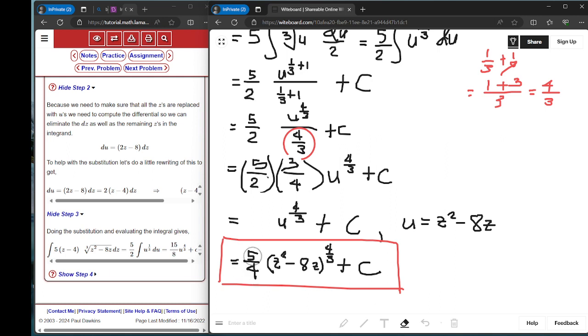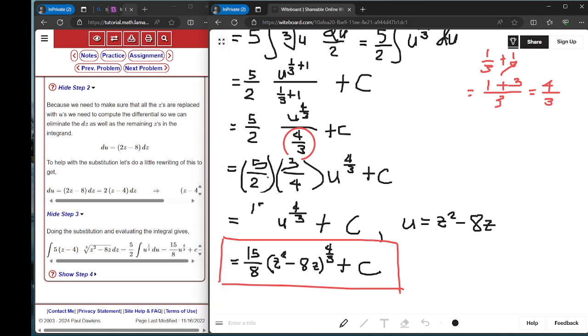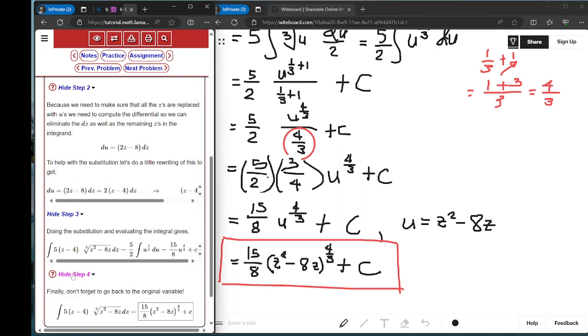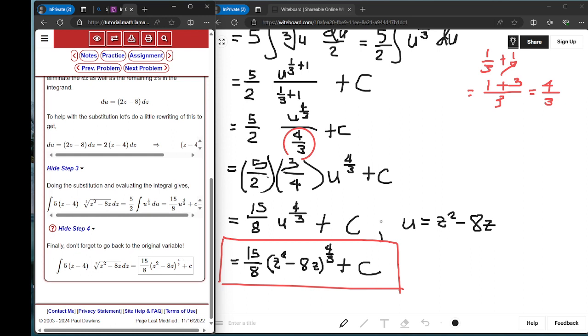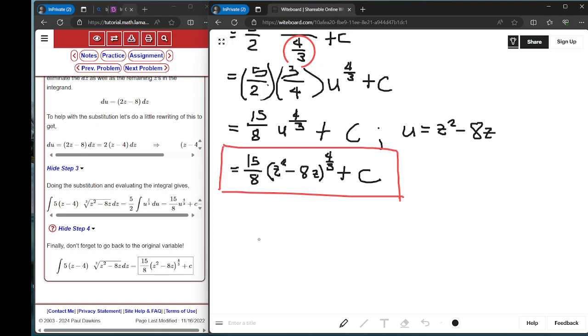Then this one should not be 5 over 4, but 15 over 8. So that's why this is 15 over 8, u to the 4 over 3. So this is 15 over 8, u to the 4 over 3 plus c. Then substitute back the value of u. So that's now z squared minus 8z raised to the power 4 over 3 plus c. Okay, that is u substitution.